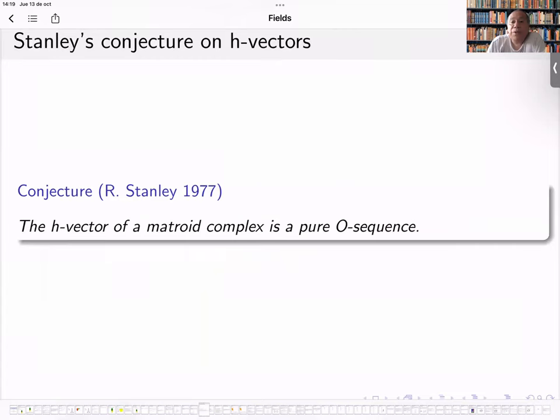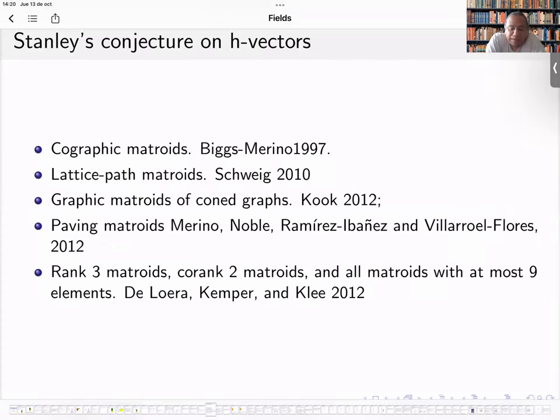So what does this have to do with matroids? Well, there's a conjecture from 1977 of Richard Stanley that says that the h-vector of a matroid complex is actually a pure O sequence. It took some time, but in 1997, from the work of Chiffer and Game, Norman Biggs and my contribution, you can construct a proof for co-graphic matroids. It took another number of years, but in 2010, the conjecture was also proved for lattice path matroids.